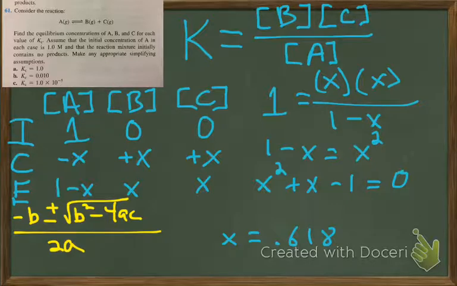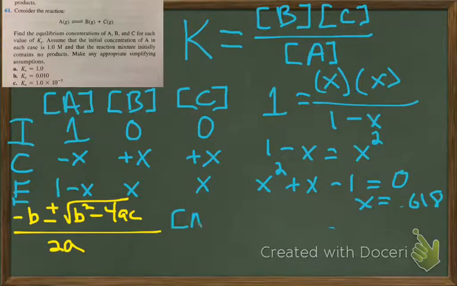I plugged it into the quadratic equation. So I took these coefficients, the 1, 1, and negative 1, the A, B, C. Now, they didn't ask me to solve for x. They said, find the equilibrium concentrations of A, B, and C. So if x equals 0.618, I'm going to move that over there. What is my concentration of A at equilibrium? 1 minus 0.618.